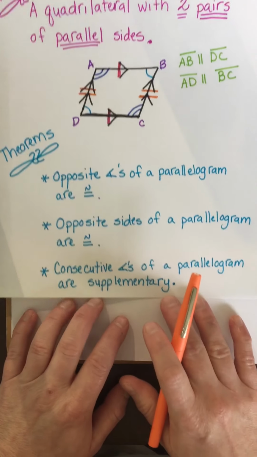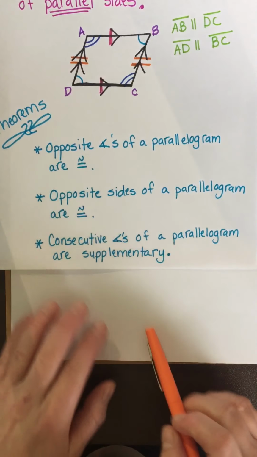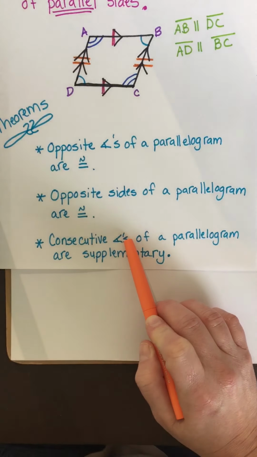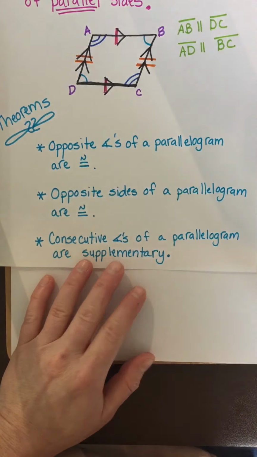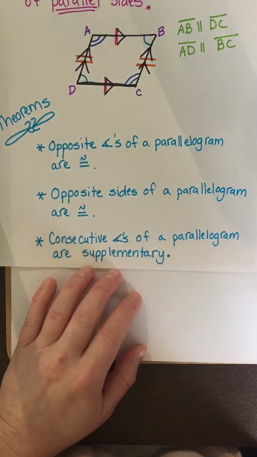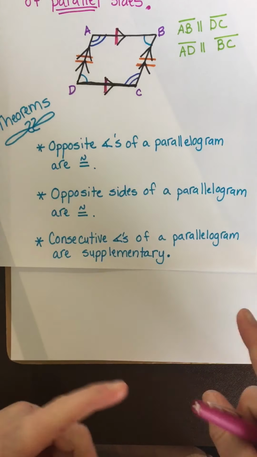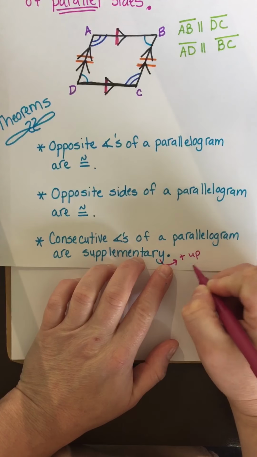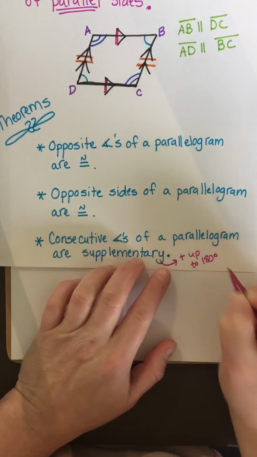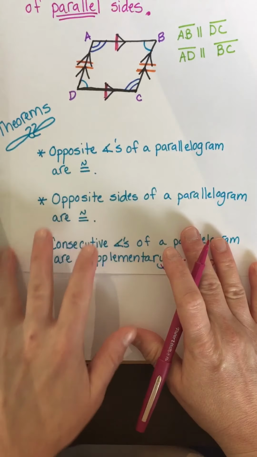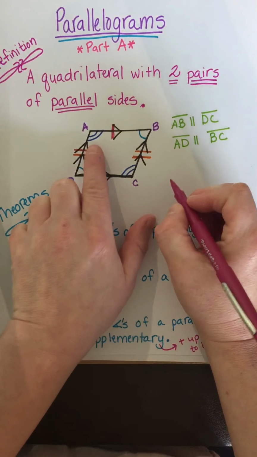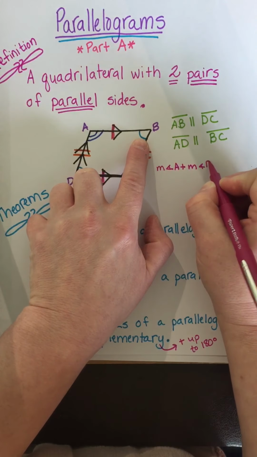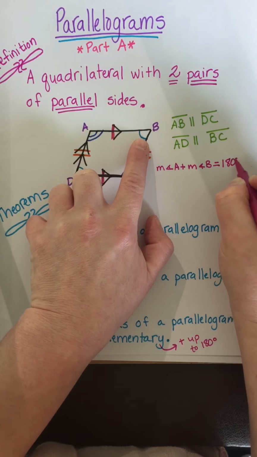All right, and then the last theorem for today is about consecutive angles. So remember, consecutive means in a row. Consecutive angles are supplementary. Well, who remembers what supplementary means? That means they add up to 180 degrees. So what that means, back up here, is that the measure of angle A plus the measure of angle B equals 180 degrees.